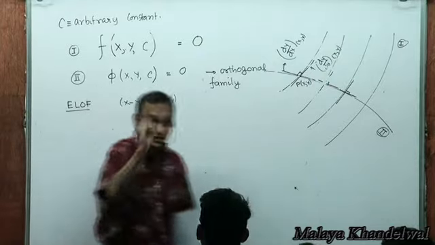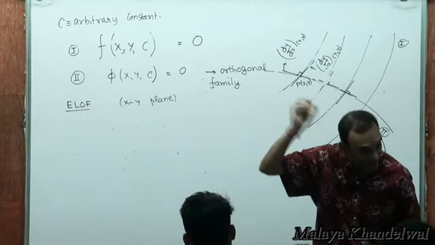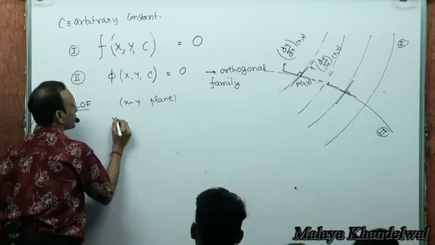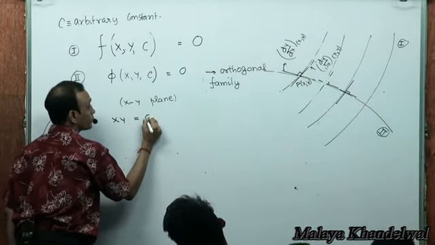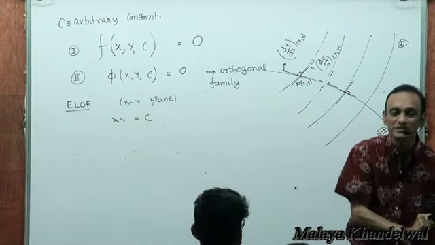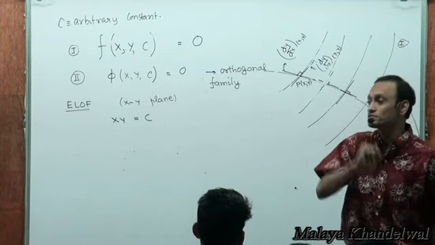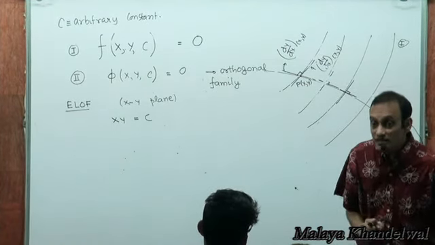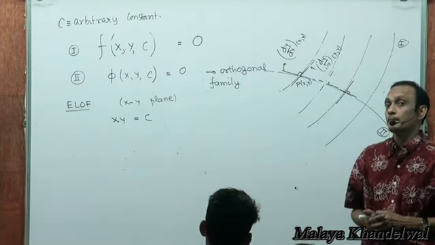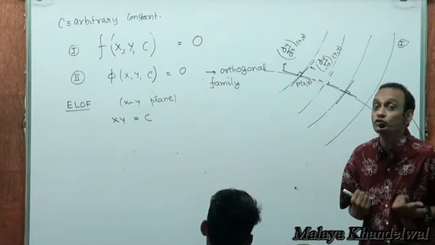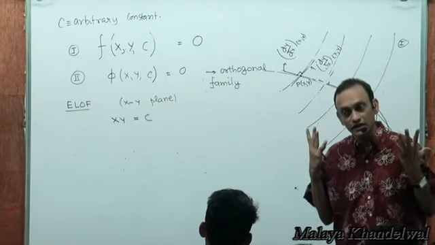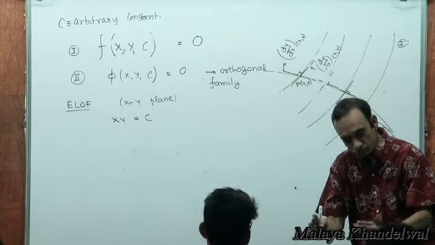And electric lines of force are a family of curves. It's not one curve. They are a family of curves, right? Say xy equal to c is a set of electric lines of force where c is a parameter. It's not a fixed constant. It's an arbitrary constant. Different values of c will give me different electric lines of force. Yes or no?